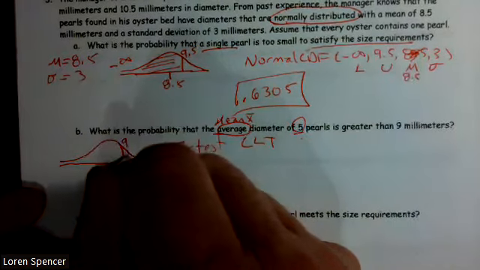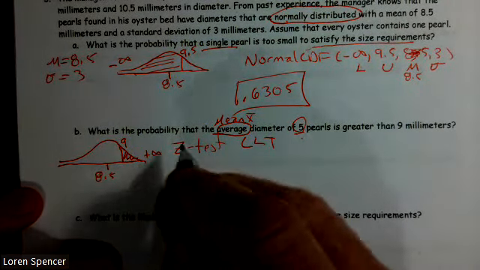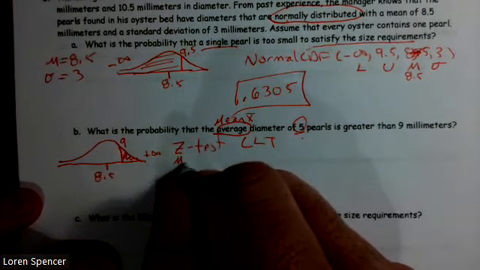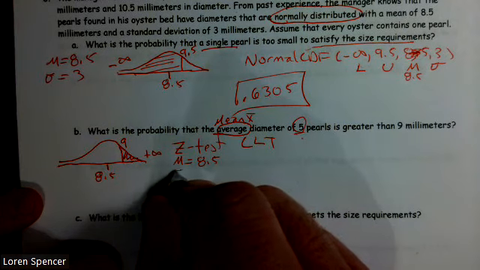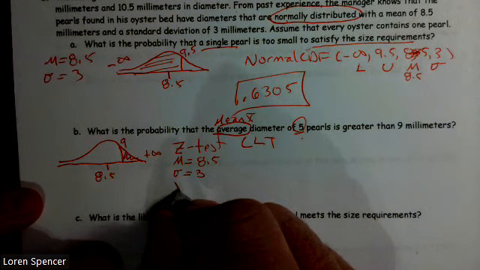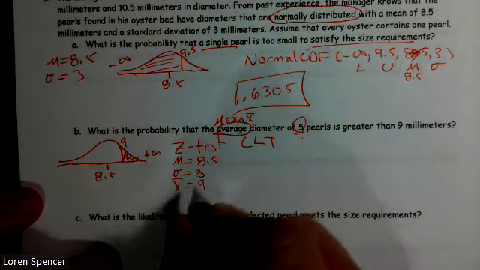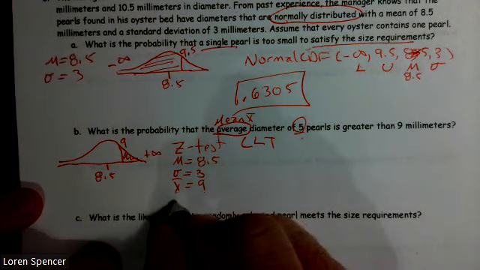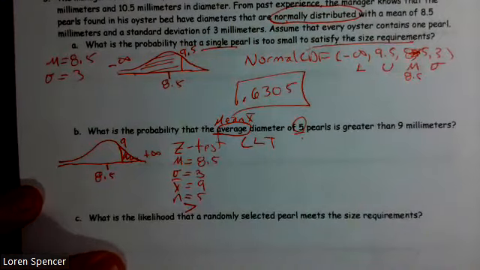We want to know greater than 9, which is shading this way, which is positive infinity. So the calculator is going to say, what's your mean? 8.5. What's your standard deviation? It's still 3 because it's the standard deviation of the population. What's your X bar? And you're going to say it's 9. We need it to be an average of 9 or more. Our sample size is 5, and we need a greater than. So that's the work shown.